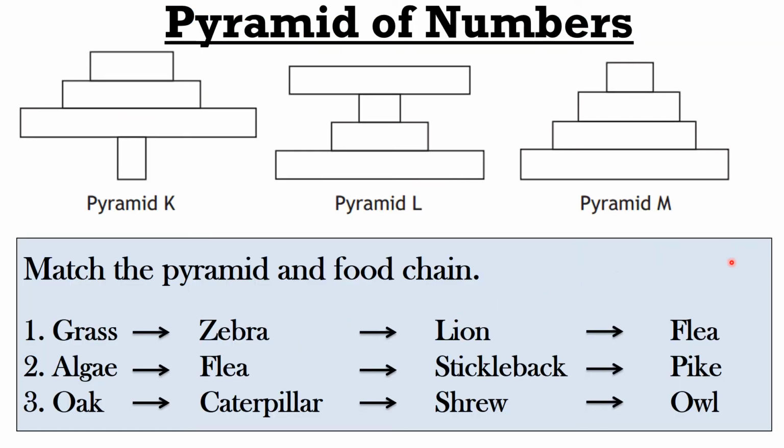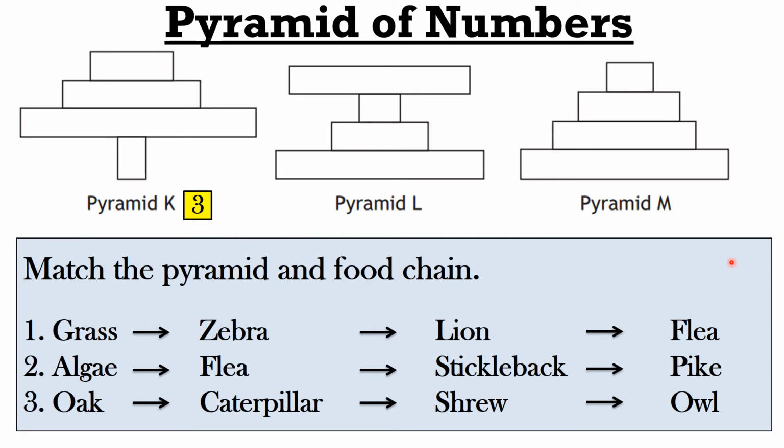Okay, I'd like you to press pause and have a go at these. So see if you can match up each pyramid with the food chain. Each of them is a pyramid of numbers. So the first one, that is 3. The giveaway there is the thin line at the beginning, so that indicates a single producer. So that is oak, caterpillar, shrew and owl.